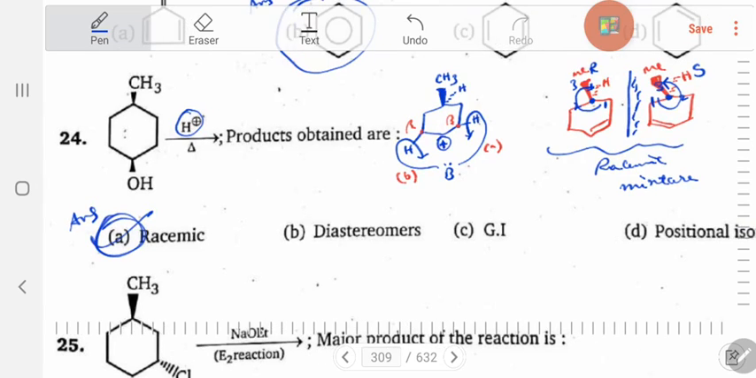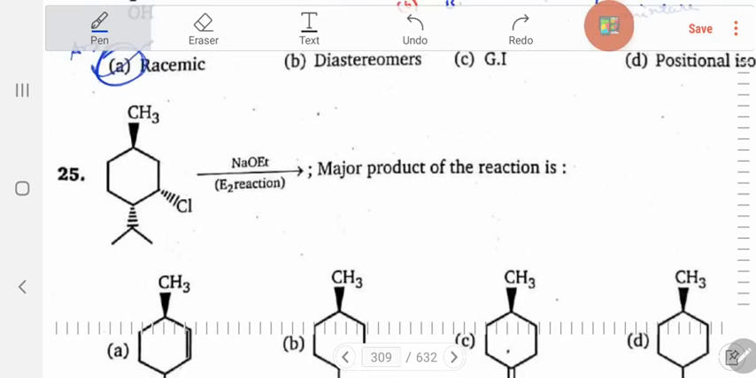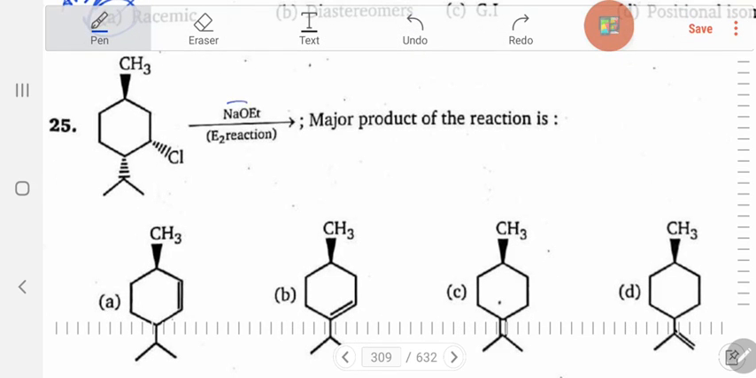Next, question number 25. Now you are taking a strong base. Strong base means EtO minus. So definitely E2 elimination. The condition for E2 elimination is the anti-periplanar condition. Now there is a hydrogen here which is above the plane, because this group is below the plane, so hydrogen will be above the plane. Now there is again a hydrogen here which is also above the plane. So there are two possibilities. One possibility is you may get a double bond here.